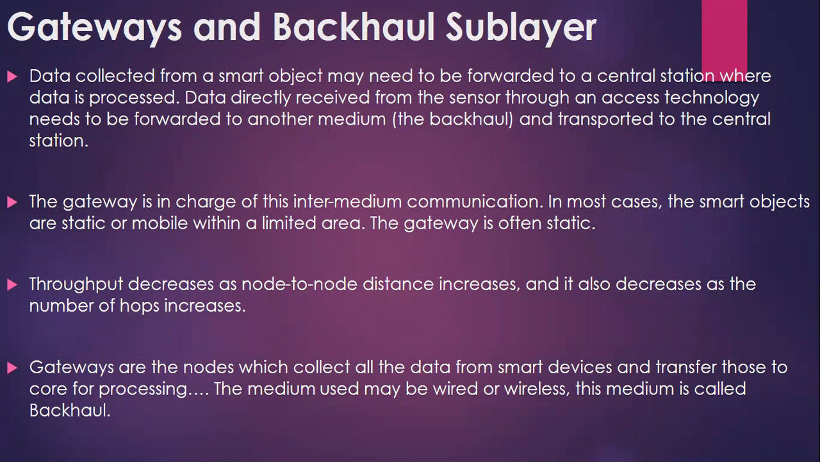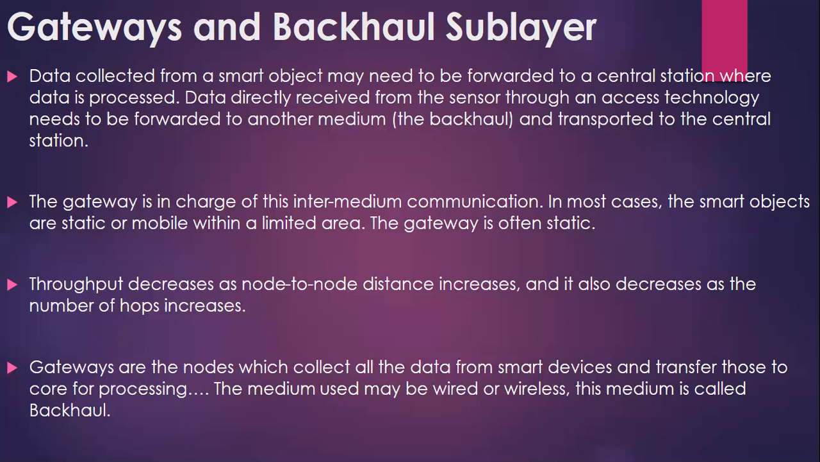Then later, throughput decreases as node-to-node distance increases, and it also decreases as the number of hops increases. So we should go for limited resources here. If you have 100 sensors, we should use them only if necessary, otherwise we should not use them. Remember this, because it will reduce the quality level of the network.